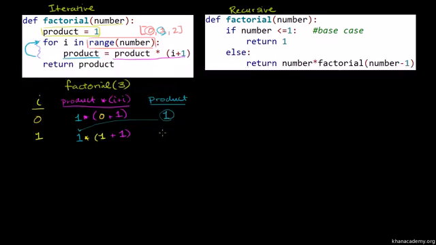So now the new value for product is 2 after our second pass through the loop. And now it will go back to the beginning of the for loop, and I will be assigned to the next element in the list.